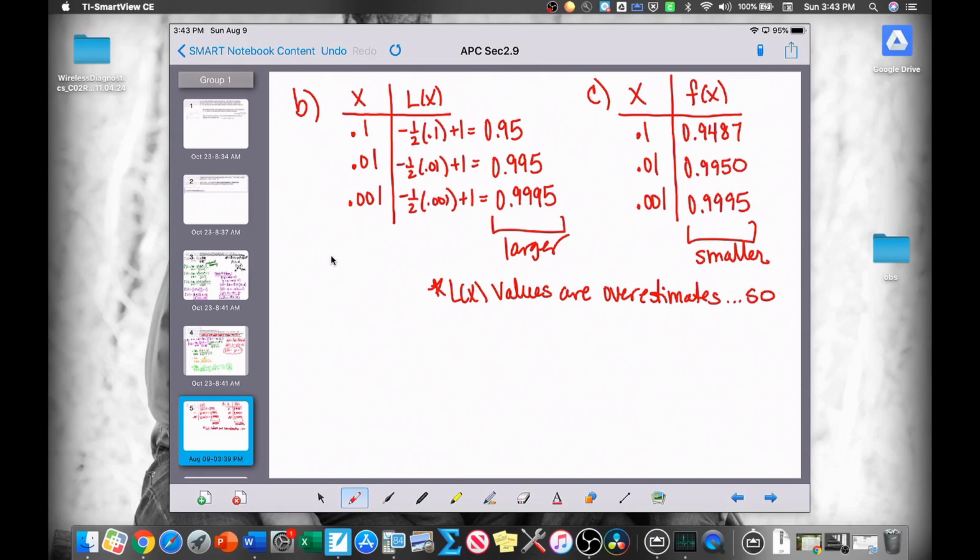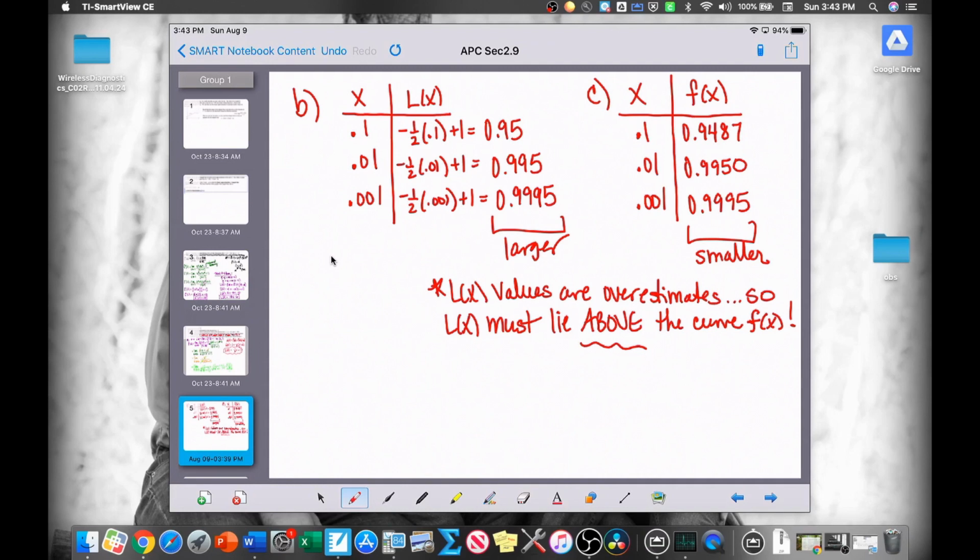So what does that mean in terms of our graph and our linear approximation? So that means that L of x must lie above the curve f of x. If our values are overestimates, our tangent line is above our curve. If you think about that, that should make sense. If our values were underestimates, we would expect our tangent line to lie below our curve.